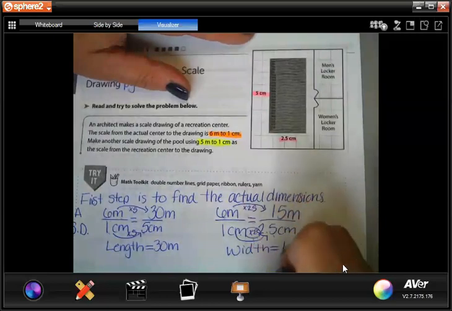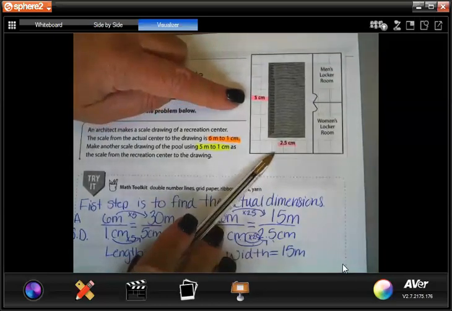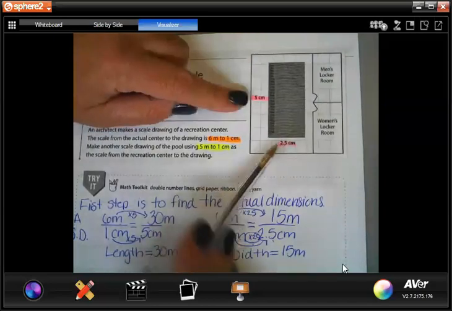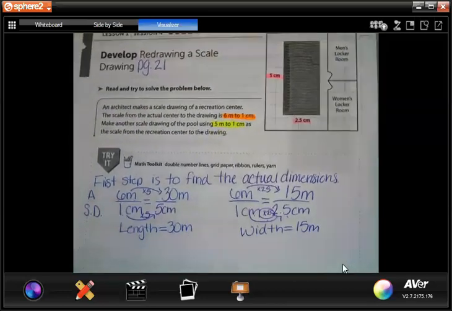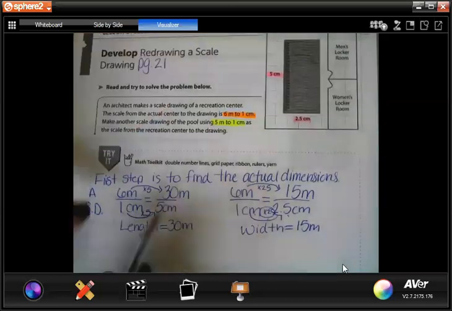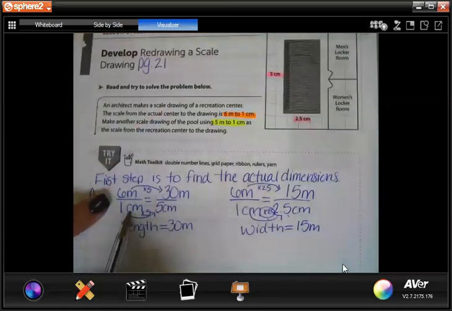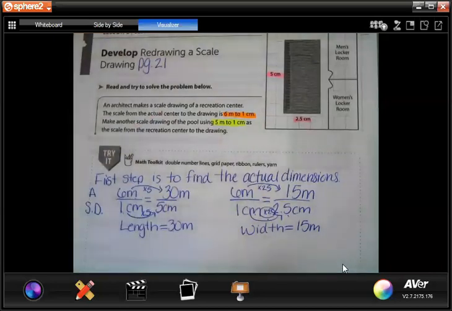Now I realize that a lot of you looked at this and said, well, Mrs. Parkin, hello, this is half of this. So if this is 30, this has got to be 15. I get it. But like I said, I want you guys to see how we use the scale factor and the given information to find the missing piece. It was important to me that you guys saw that. Okay.